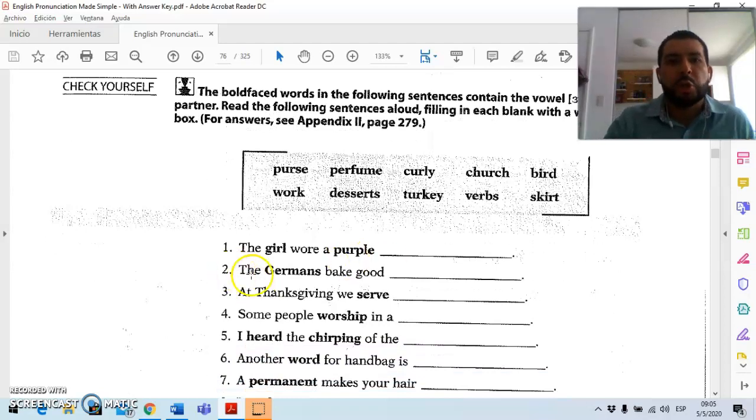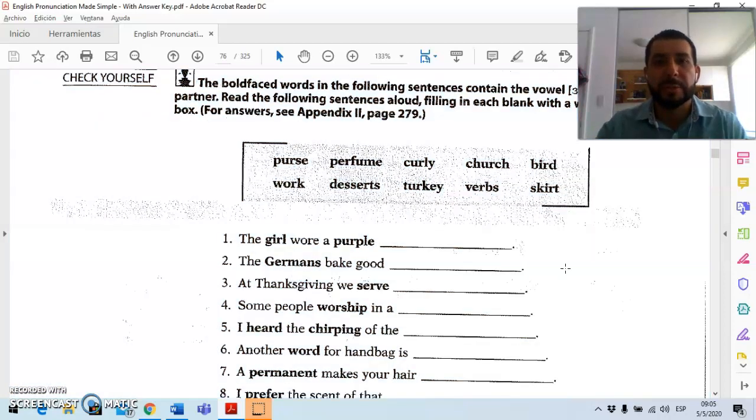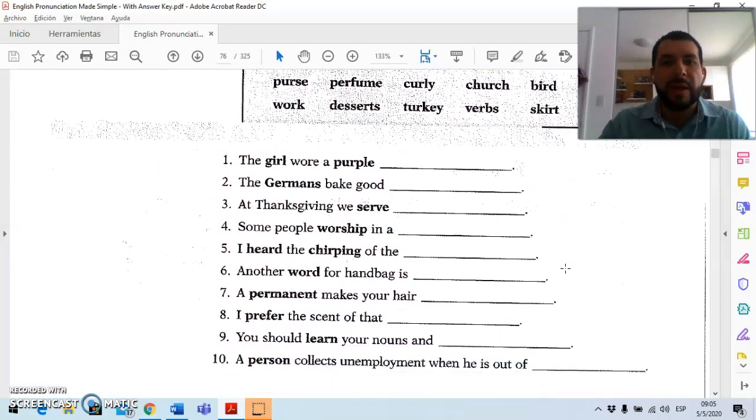So the next one says the Germans bake good what? Is it good turkeys, good verbs? That would be crazy. Or good bird? That would be ungrammatical. So you look for the word that fits. At Thanksgiving, we serve, and then, whether church or curly or turkey, you choose. All right? So that's the purpose of this activity. What I'm going to do is read the rest of the sentences, emphasizing the sound for you.